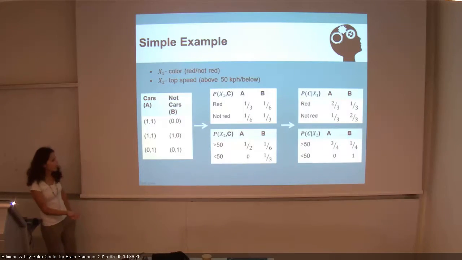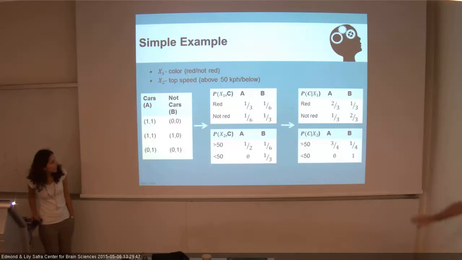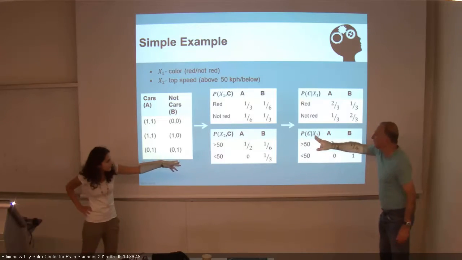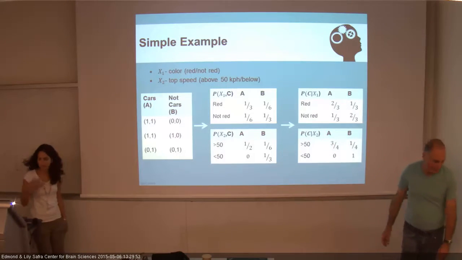And from this we can get the conditional probability: if I know this object is red, what is the probability of it being a cow? And from this, we calculate the mutual information. So the conditional probability is different, right? Given the feature, what is the chance of this object being a cow?